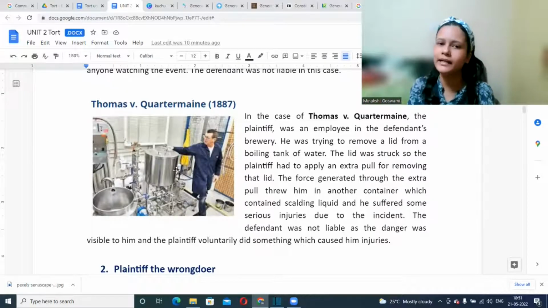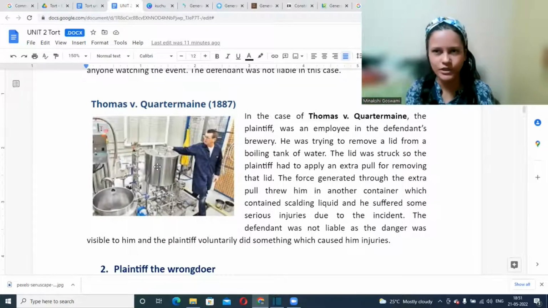It was considered that you have voluntarily exposed yourself. You knew that there is boiling hot water, so you should have been a little careful. If the lid is not opening, you should have waited rather than using that extra force so that it all comes on your body. You are voluntarily exposing yourself. So this is also nothing but you only consented, you only exposed yourself to the risk while there was no need to do so. So in such cases, you should not be the one who is complaining about it.